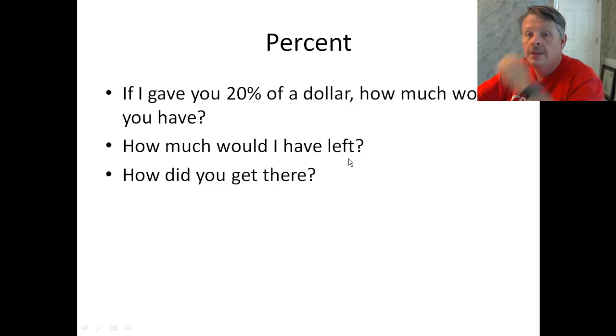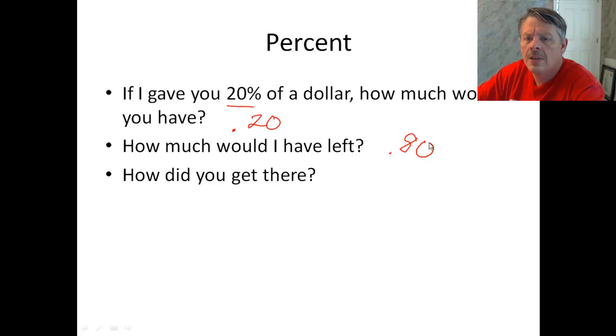All right. If I gave you 20% of a dollar, how much would you have? Well, clearly, if I gave you 20% of a dollar, I would give you 20 cents. And how much would I have left? Well, if I took away 20 cents out of a dollar, how much would you have left? You should be able to do that. You'd have 80 cents left. How'd you get there? You subtracted, right? You took a dollar, and you subtracted 20 cents, and you said, well, I'm left with 80 cents, right?